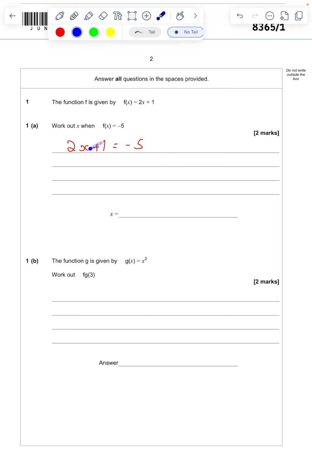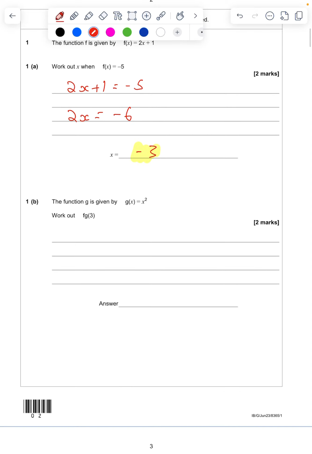So you minus the 1 onto this side, so 2x is equal to minus 6, and then divide through by 2, so x is equal to negative 3. And that should be the answer for the first one. Good. We'll check it in a second with the mark scheme.